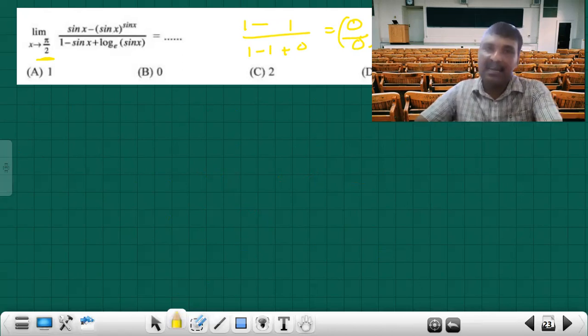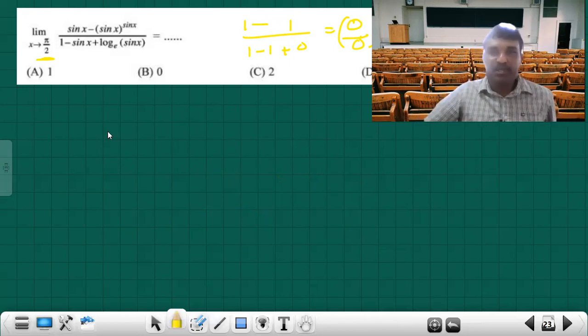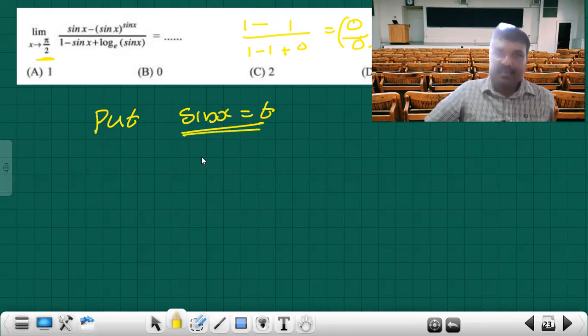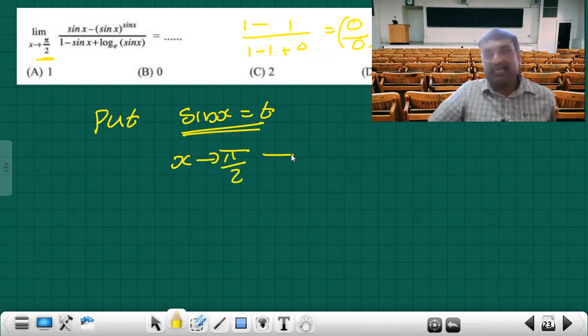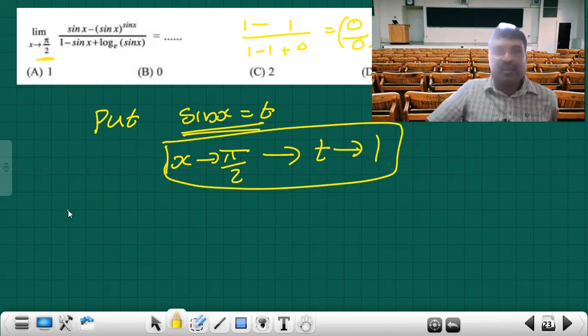So we can use L'Hospital or some other method. Substitution. I am going to apply the substitution method here. I am going to write sin x is equal to t. So x tends to pi by 2, what is t? t tends to sin pi by 2. Sin pi by 2 is 1. So t tends to 1. Right. So we can apply this limit as limit t tends to 1.